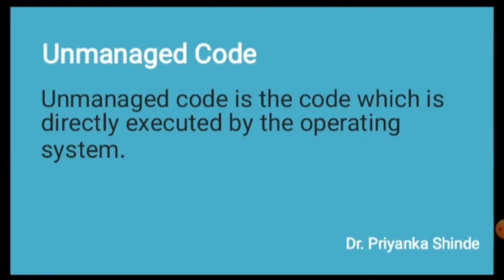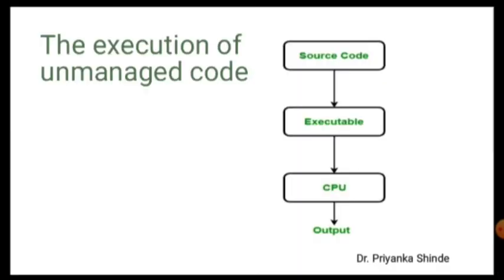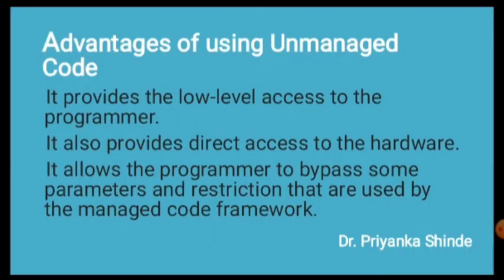Get it? So see, this is the execution of unmanaged code. Here source code is there. It is directly executable by the operating system through the CPU, and we get the output. This is the execution of unmanaged code. Means directly with the help of the operating system, our code has been executed.